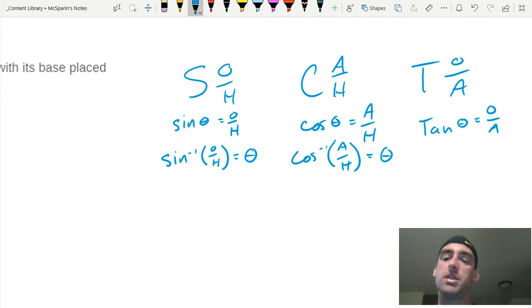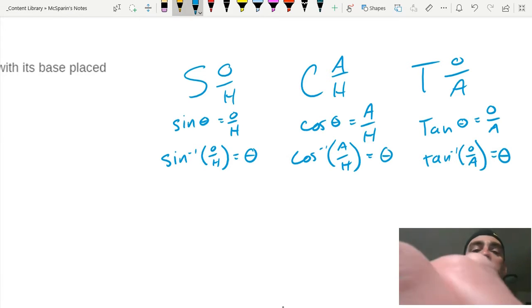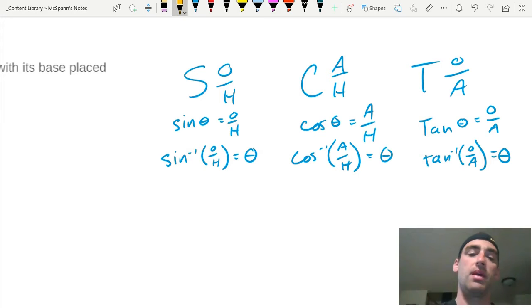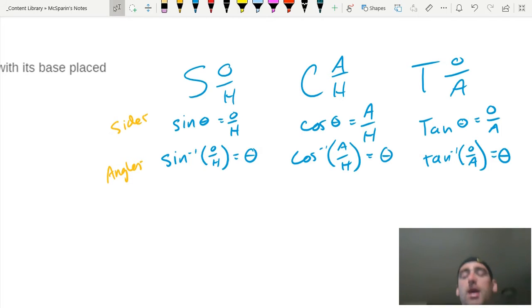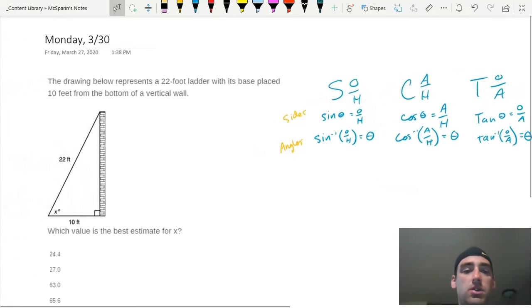Opposite over adjacent, inverse, opposite over adjacent. I'm also going to put this in: if I'm trying to find sides, I'm going to use the tops. If I'm trying to find angles, I'm going to use the bottoms. Okay, so let's go take a look at this thing.